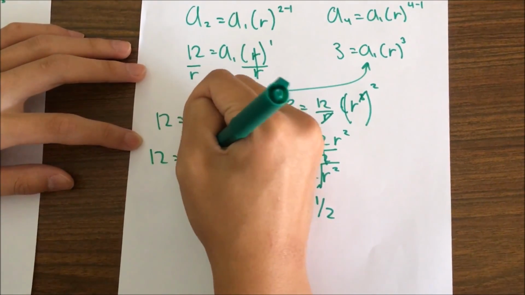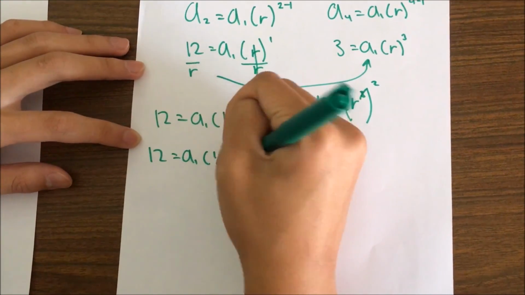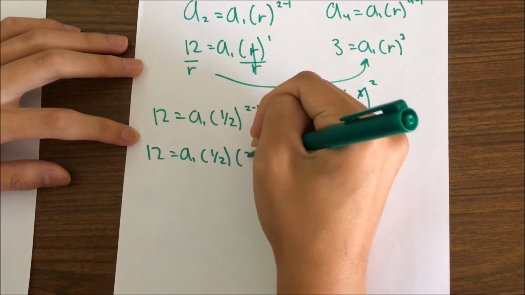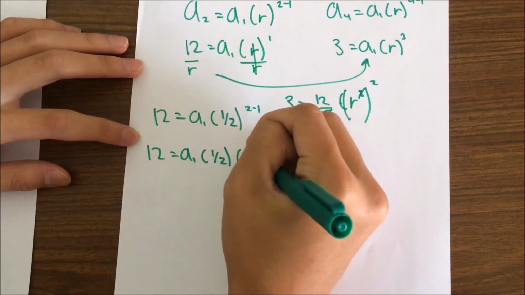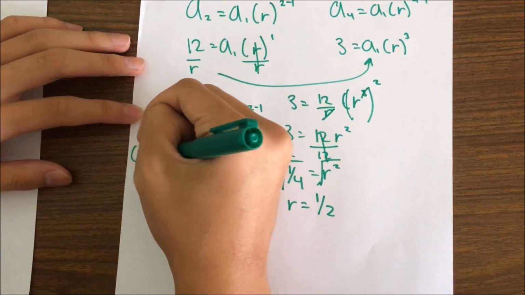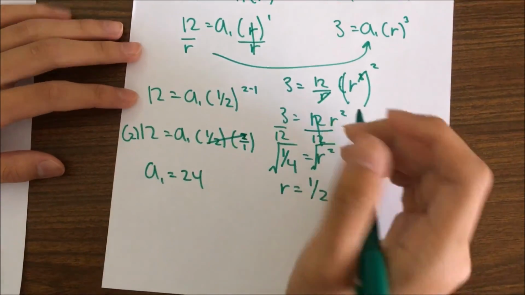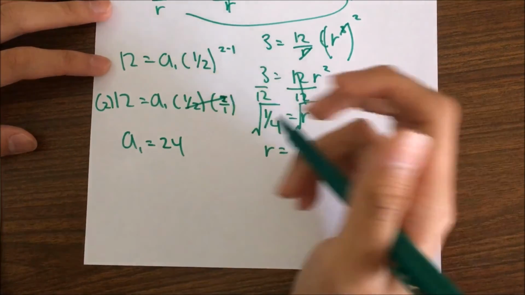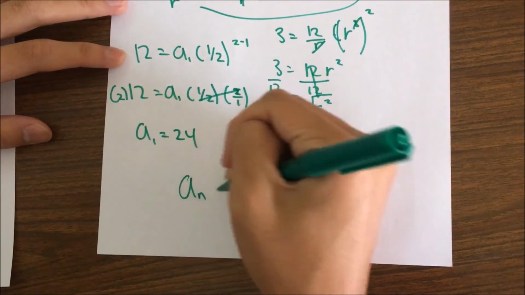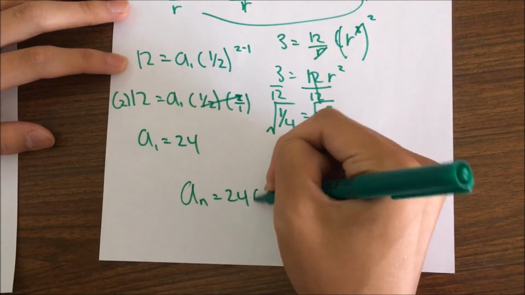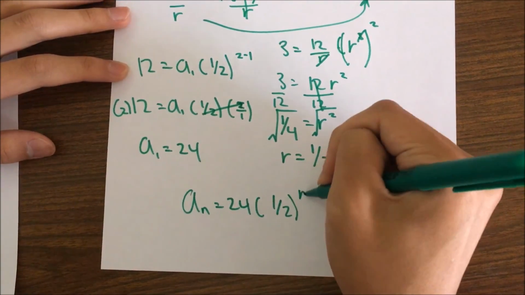12 equals A1 times 1/2 to the power 1. Multiply by 2 on both sides, and A1 is 24. We found A1 and R, so we have to write down the formula. So An equals 24 times 1/2 to the N minus 1.